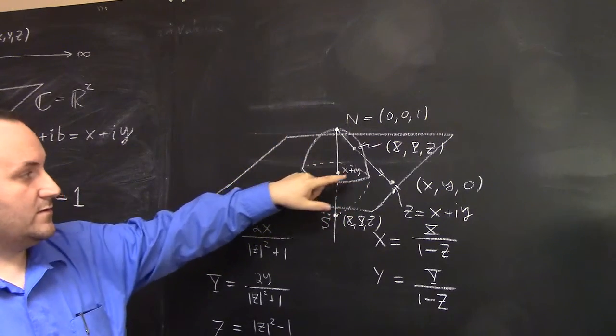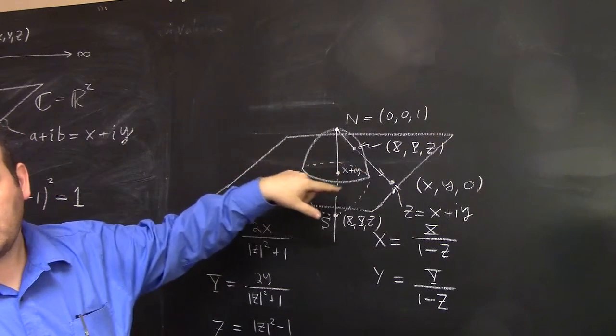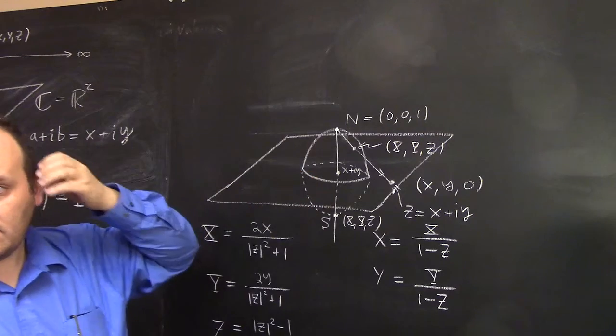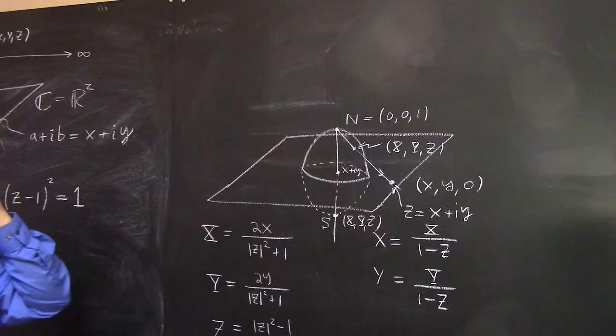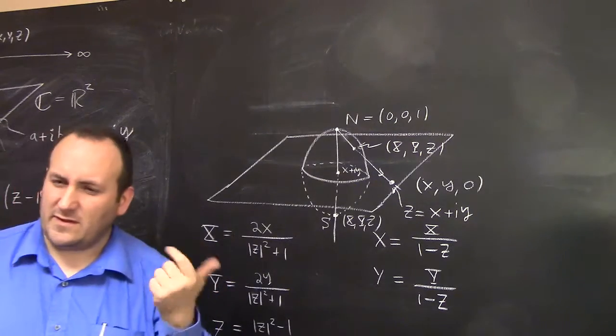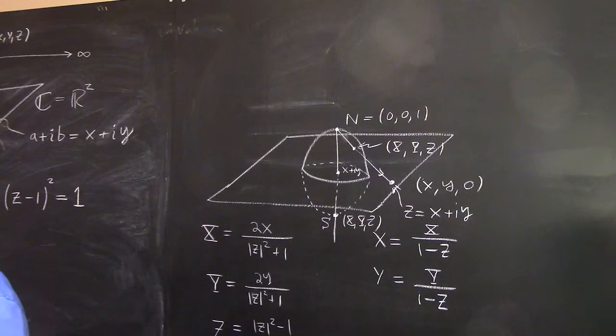And so the unit circle maps to the equator. The unit circle in the complex plane maps to the equator of the sphere. Those are essentially fixed points in this map. A unit circle in the complex plane has the equation modulus of z equals 1, right?